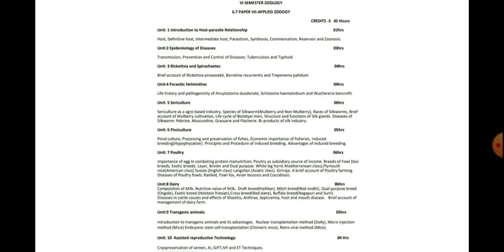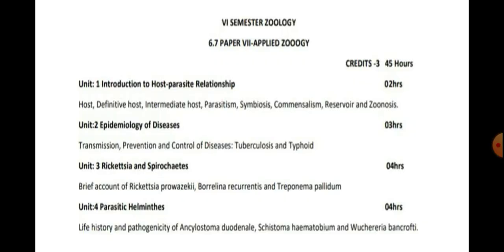In this paper you will be having 10 units, and you have 3 credits for this paper, and it is for 45 hours. So the first unit, unit 1, is introduction to host parasite relationship. You can see there are 10 units and the time is also there, and this is completely for 45 hours. So we'll see unit 1. Here it is introduction to host parasite relationship. I think you know what is host and what is parasite.